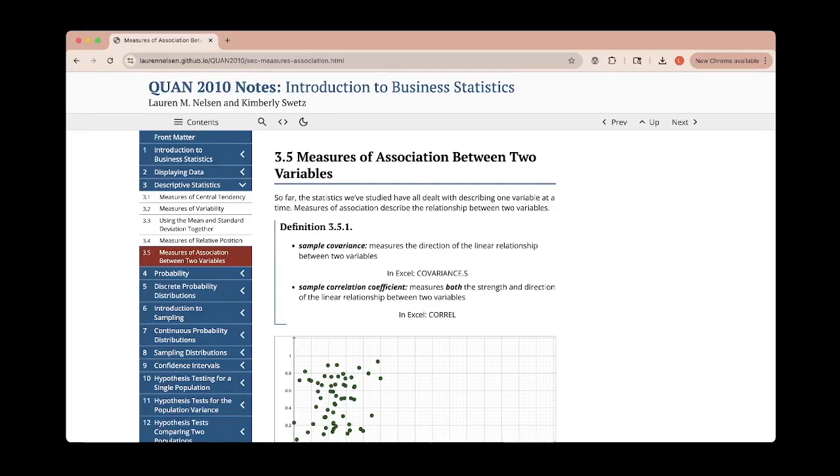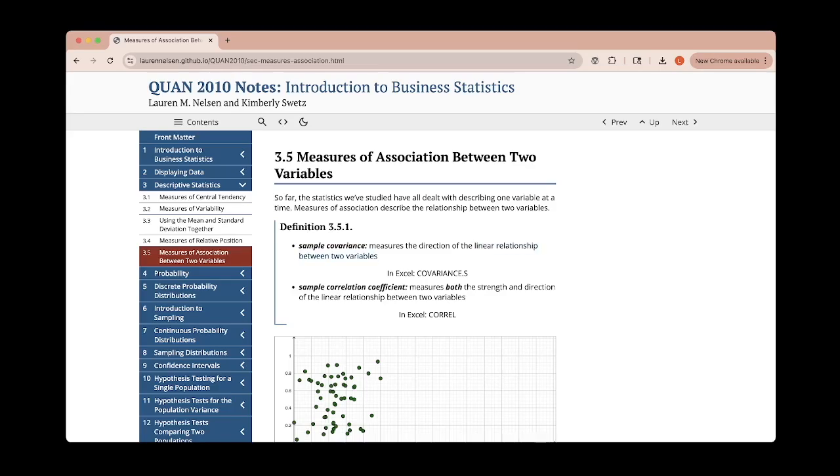We've seen how to describe a single quantitative variable, but here we're going to see how to understand the relationship between two quantitative variables. The things that we're going to look at here are called the sample covariance and the sample correlation coefficient. These are different measures of association that we can use to describe the relationship between two variables. So the sample covariance measures the direction of the linear relationship between two variables.